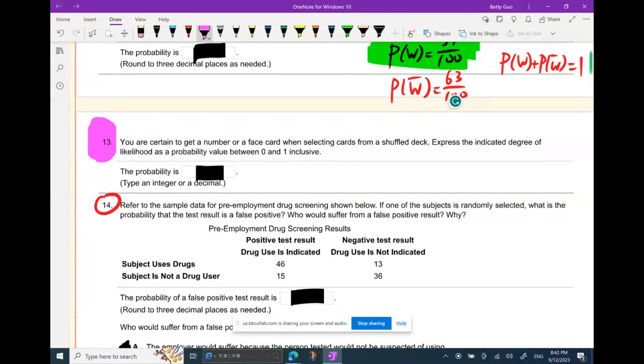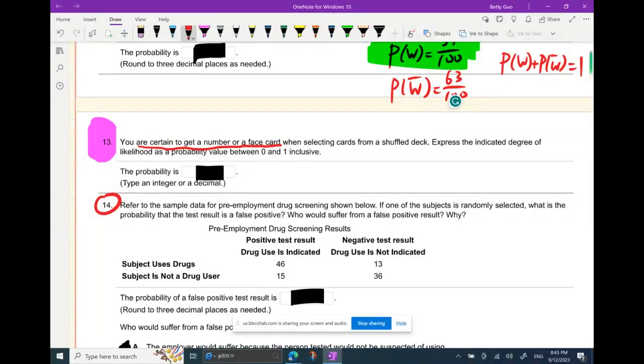This is not a very good question. This is a special case. Look at the keyword: you are certain to get a number or a face card. Of course, you either get a number card or you get a face card, right? 1 through 10 are number cards. J, Q, K are face cards. Then what's the probability that you either get a number card or a face card?